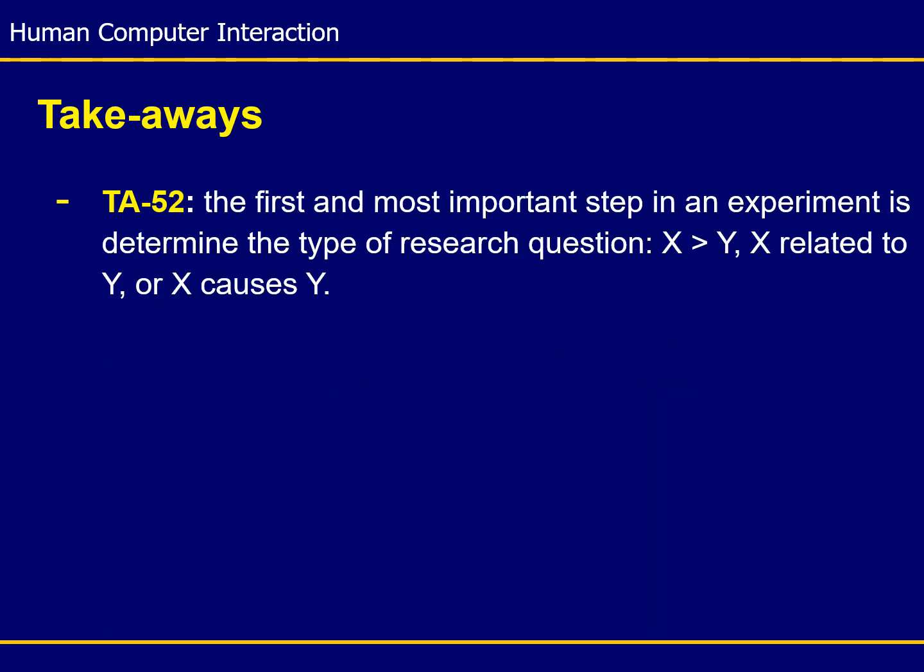The second takeaway is that the first and most important step in an experiment is to determine the type of research question. Are you talking about X greater than Y, X related to Y, X causing Y, and so on? Okay, so this is the first and most important step.